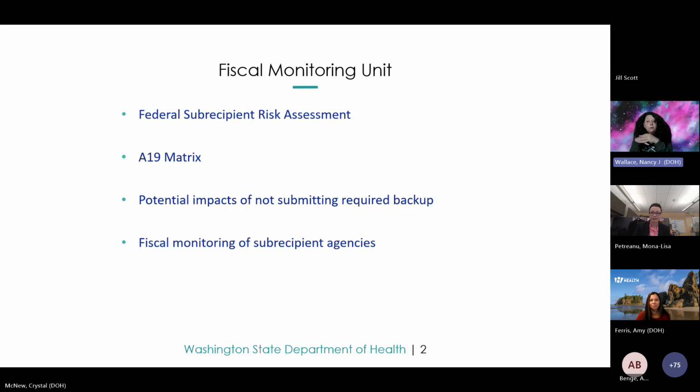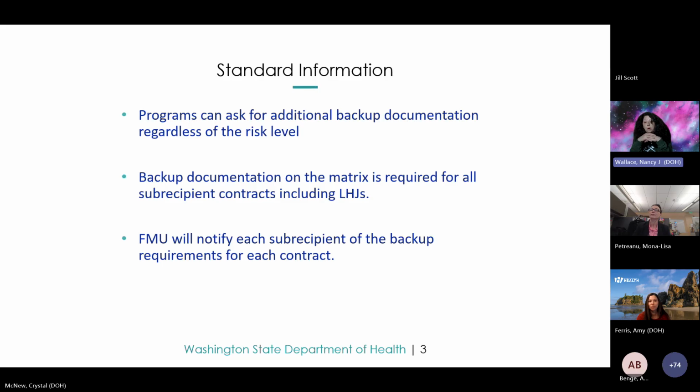We're going to talk about the federal risk assessment, the A19 matrix, potential impacts of not submitting the required backup, and fiscal monitoring of subrecipient agencies. As a pass-through entity, DOH is required by 2 CFR 200.332 to perform a risk assessment and monitoring of our subrecipient contracts based on analysis of risk.